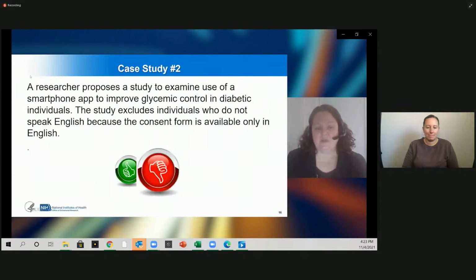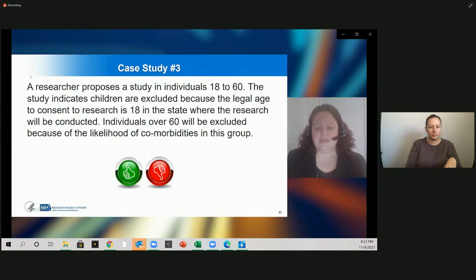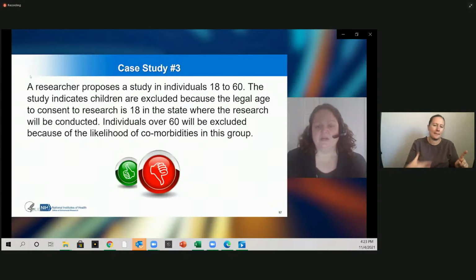Okay, I give this one a thumbs down for a couple of reasons. So why is this a thumbs down? So this study excludes individuals under 18, and it says because the legal age of consent is 18 in their state. But there are generally ways to include children. You can do parental consent and assent in many cases. And so I would expect the researcher to give me more information about why they can't do those things. Why is that not practical or desirable here before I would call it acceptable?